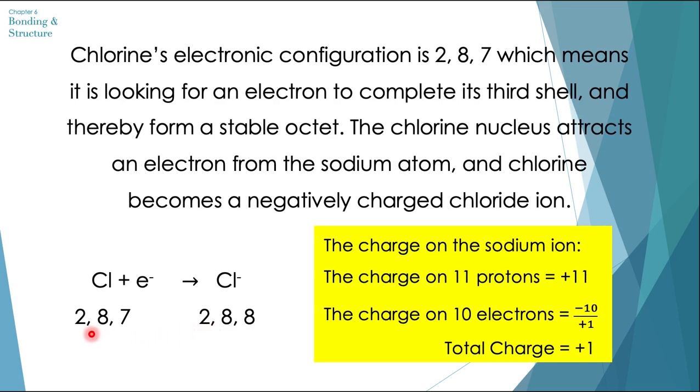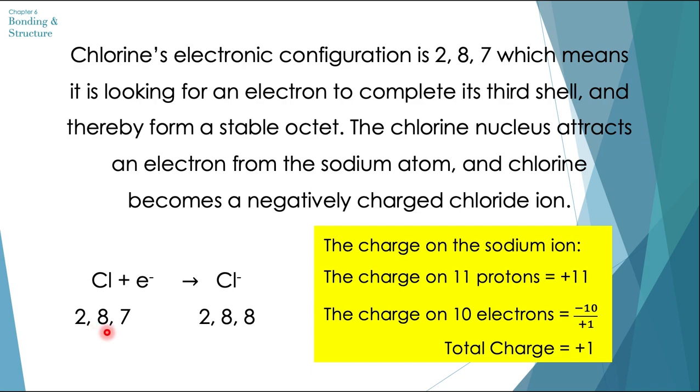So chlorine's electronic configuration is 2, 8, 7, which means that it is looking for an electron to complete its 3rd shell and thereby form a stable octet, because it's obviously very impossible for chlorine to lose 7 electrons to some atom and then become stable. Maybe it could have lost these 7 electrons to sodium, then both would have become stable, but atoms do not lose such big numbers of electrons.